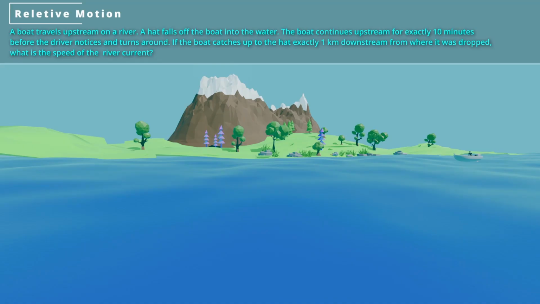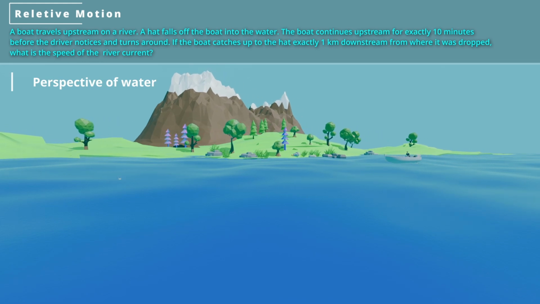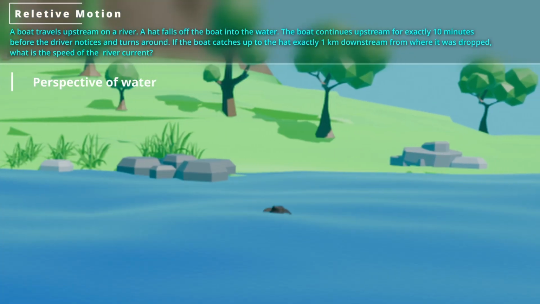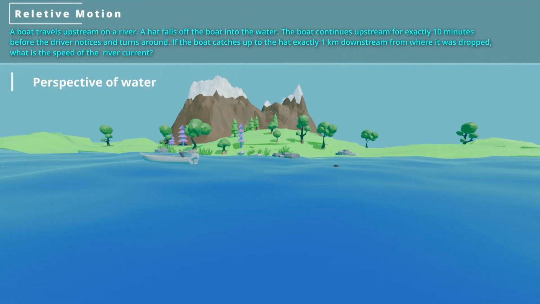But this time, we are not standing on the riverbank. We are going to look at it from the perspective of the water itself. Imagine our perspective is locked entirely on the flowing water. We are drifting right along the current. From this point of view, the hat is not moving at all. It's just bobbing peacefully in place.